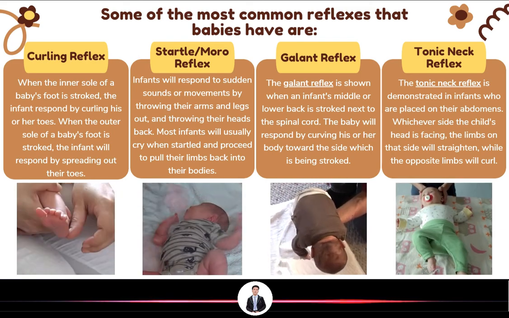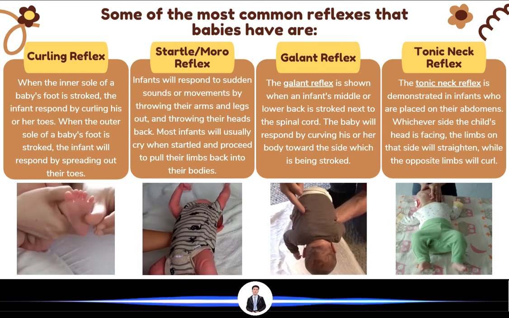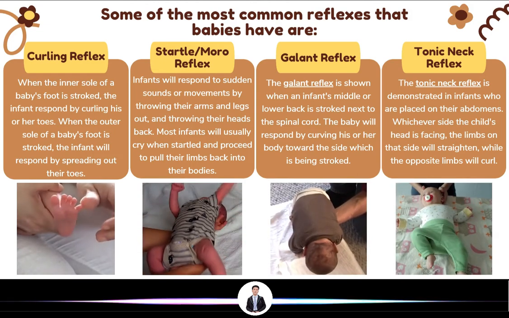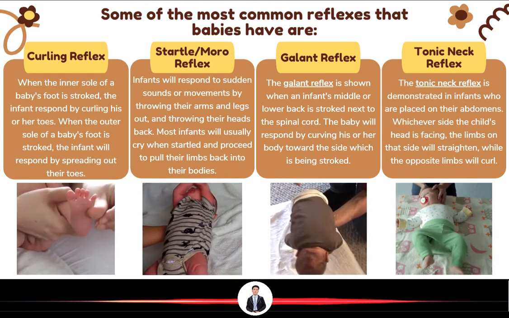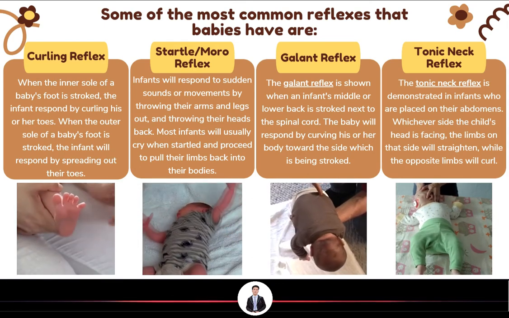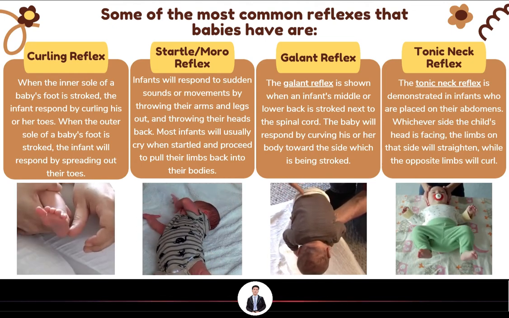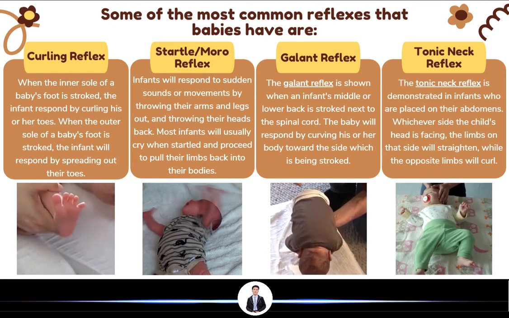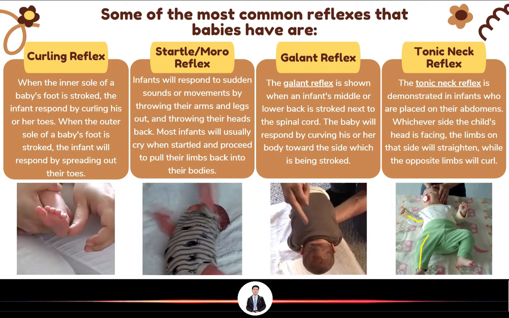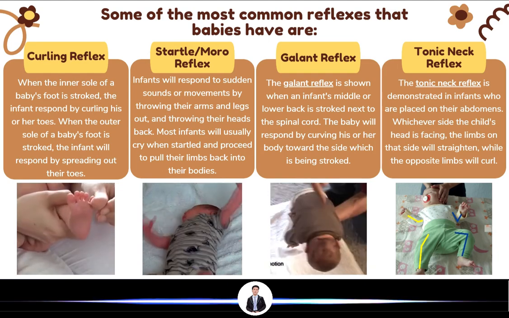For example, if a baby is asleep and then all of a sudden they feel a sudden movement or hear a sudden, possibly loud noise, they'll be startled, and then they start to spread out their arms and then their legs. So sometimes it's also being tested on babies.